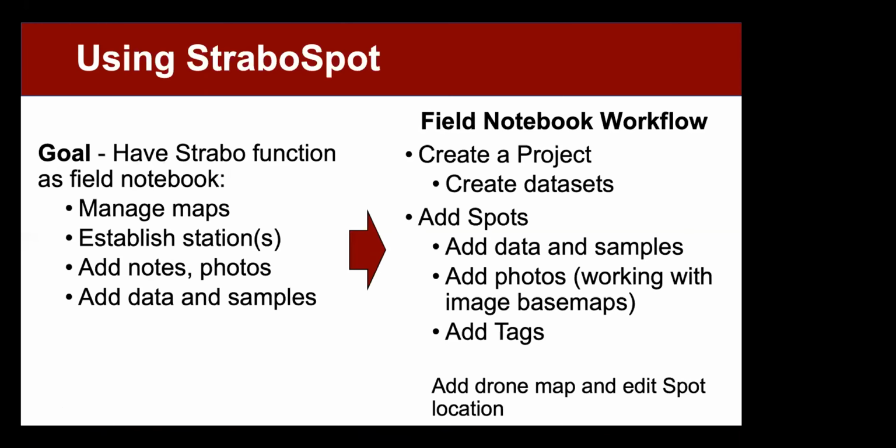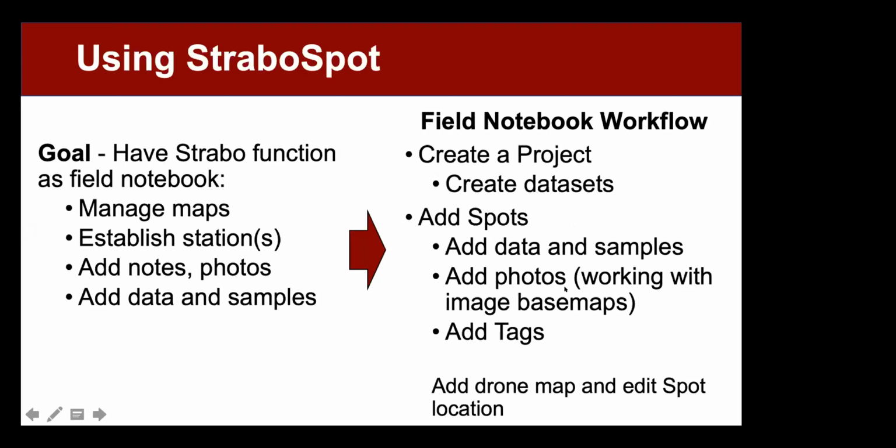So the goal for using Strabo Spot as a replacement field notebook is we want to be able to do things like manage maps, establish stations, and then in each of those stations, add notes, add photos, and also add things like data and samples. So the workflow in Strabo Spot, we're going to go over creating a project. And in that project, we're going to add datasets, which is where all of our data will be stored. And in each one of those datasets, we can add spots. And to each spot, we can add things like orientation, samples, photos.